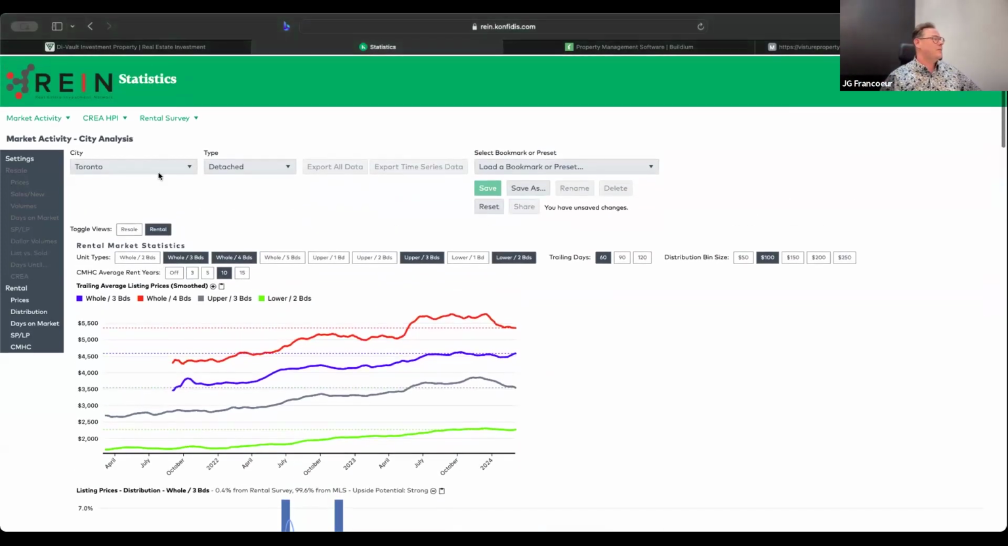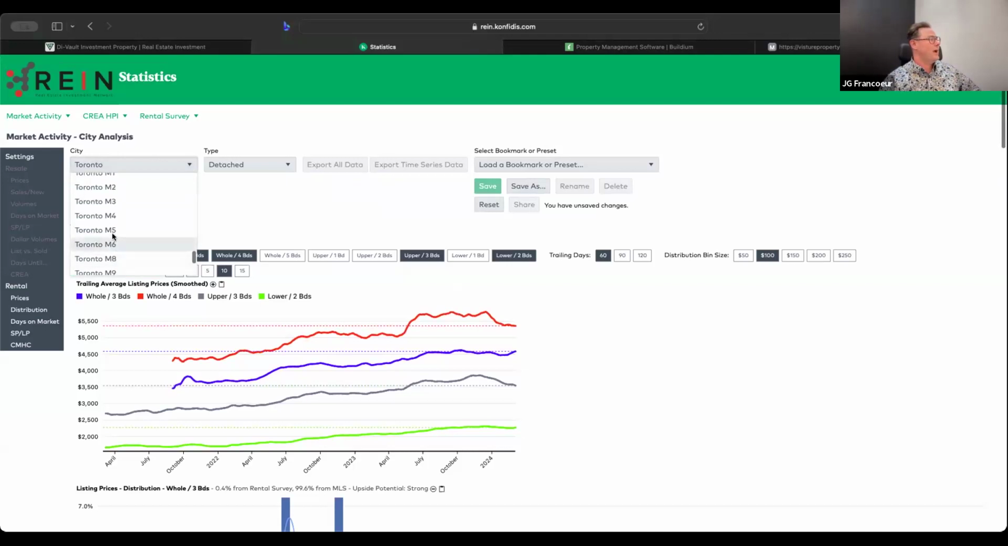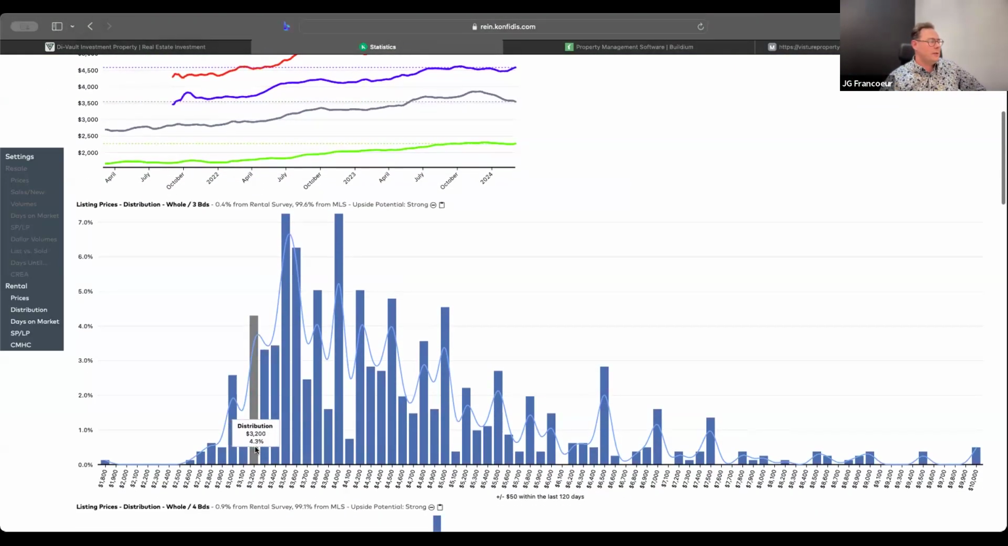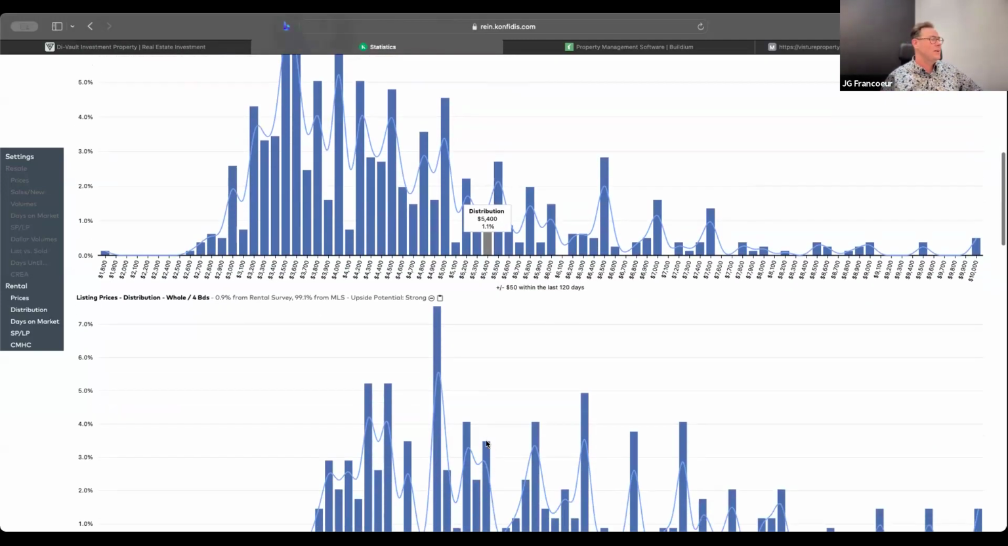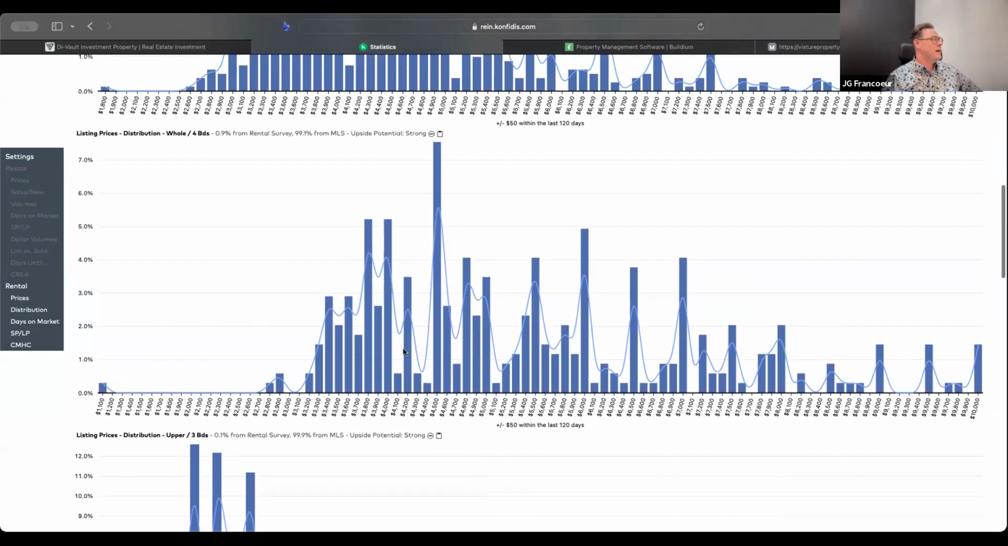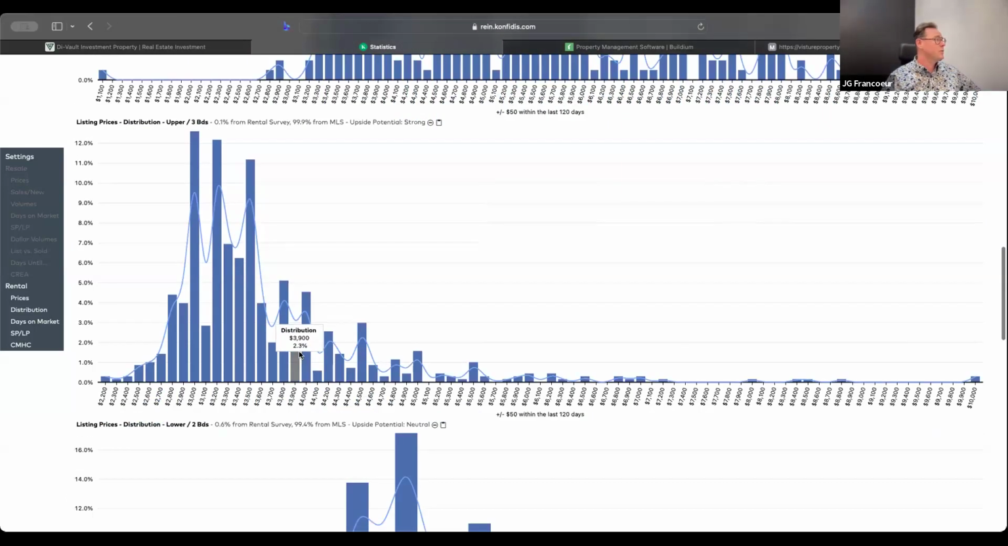And that's why, and I don't have time to go through it all, folks, we track M1, M2, M3. These are micro markets within Toronto, because it makes a significant difference. Look at that distribution. I mean, 3,200 to 5,500 is a massive distribution. It's the same with 4 bedrooms. Look at 4 bedrooms, 3,400 all the way up to 8,000 in the Toronto market.